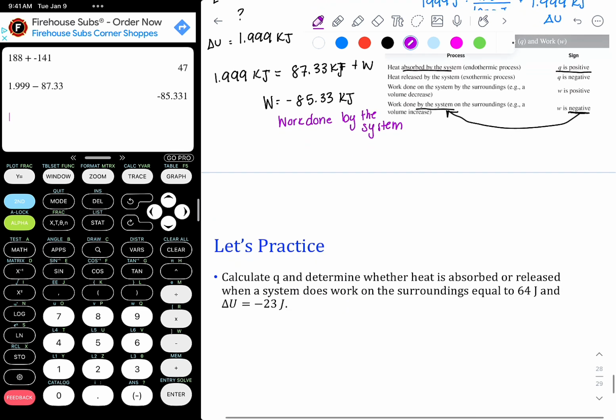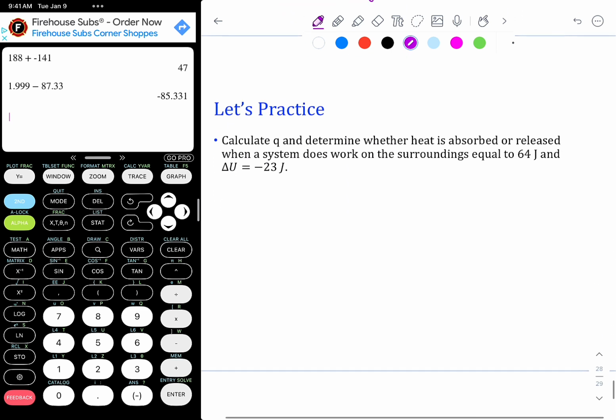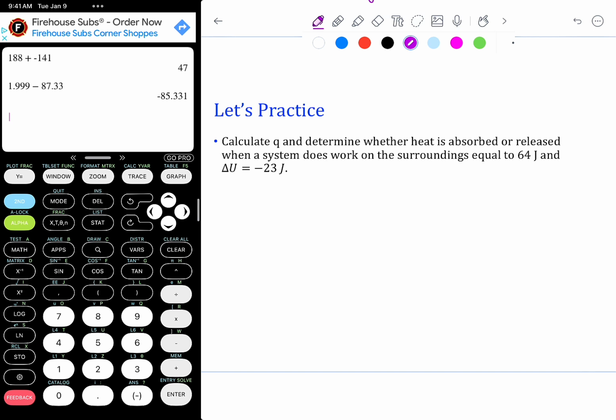Okay, let's try another one. Using your own table that you filled out in your lecture notes, calculate Q and determine whether heat is absorbed or released when a system does work on the surroundings equal to 64 joules and the delta U is equal to negative 23 joules. So pause your video and try this problem independently.